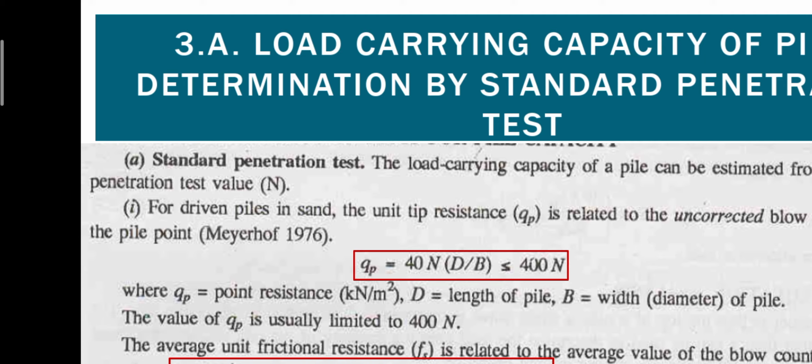Even in the dynamic formula, we used the term capital D for the length of the pile. Here also it is the length of the pile, and B is the width or diameter of the pile. If it is a square pile, we take the width. If it is a circular pile, we take the diameter. So 40 N into D by B is for driven piles in sand. Driven piles in sand, we use this formula, or qp is equal to 400 N. We take the value whichever is smaller.